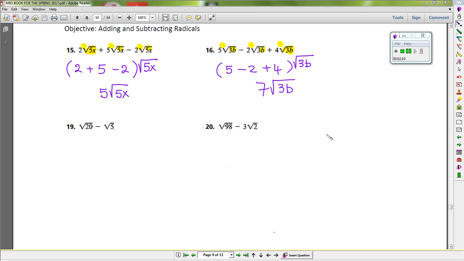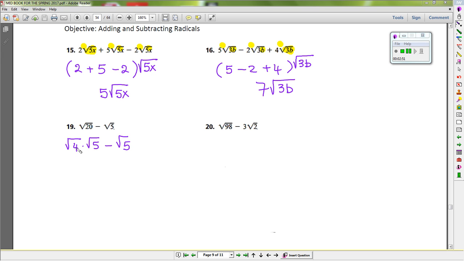Now let's look at number 19. First of all, look at the two square roots. They don't have the same radicand. This is 20, this is 5, so this is not good. We have to make sure that they have the same radicand. So for the 20, we can factor it. 20 is the square root of 4 times the square root of 5, because 4 times 5 is 20, with the same root, which is 2, and minus the square root of 5.